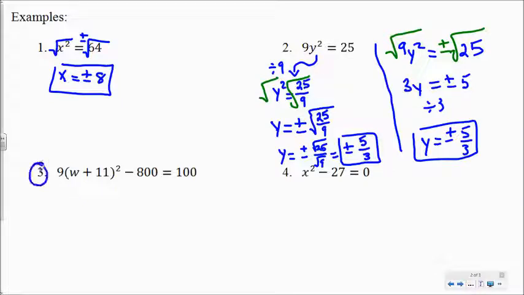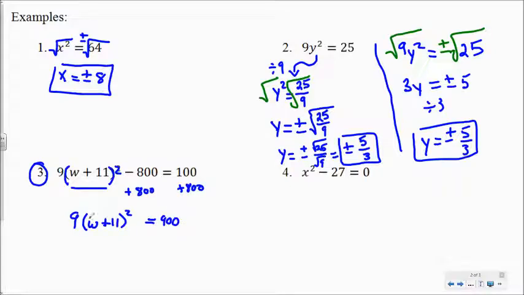In question number 3, it's a little bit more involved because we need to isolate our square. Now, you may look at it and say, hey, I don't have a variable squared. Well, in this case, number 3, the quadratic term is actually the binomial. It's this entire value, w plus 11 squared. So this is the quadratic term I'm going to need to isolate. And I'll do that by adding 800 to both sides so that I am left with 9 times w plus 11 squared is equal to 900.